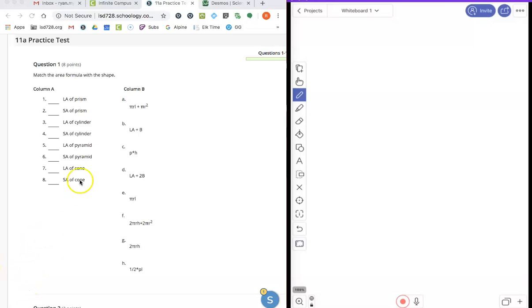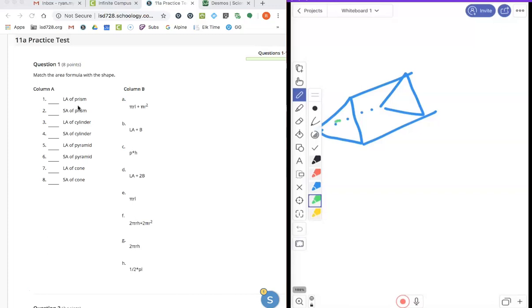So the first two are talking about prisms. So let's just say our prism is a triangular prism. So we have two triangles, and then there's our shape there. So prisms have two different bases, and then they have a bunch of rectangles that are called lateral sides. So this would be a lateral side, and so would the bottom, and so on and so forth.